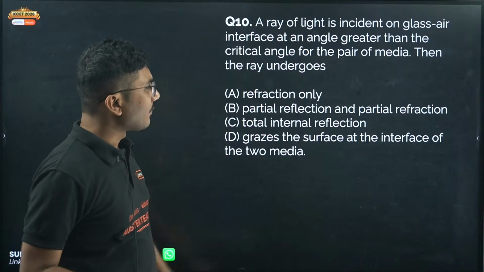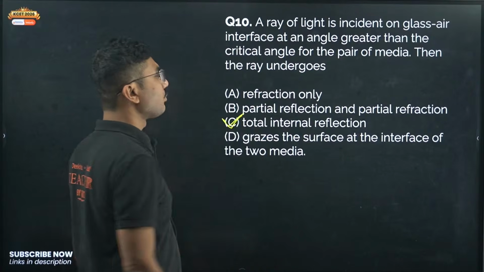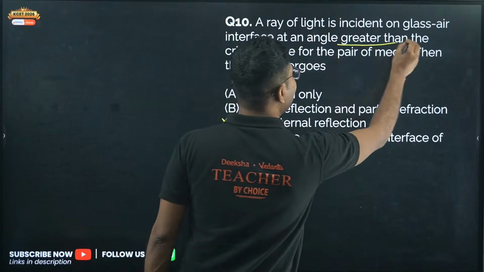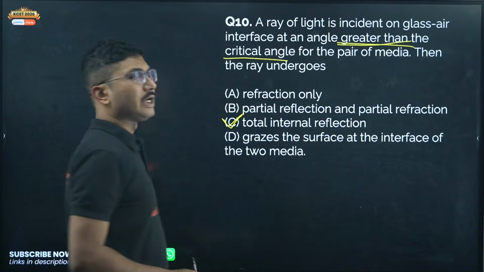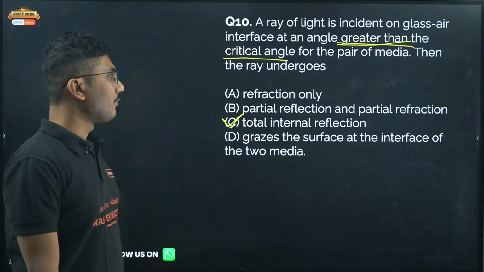So partial reflection, partial refraction, total internal reflection. In this case, we observe total internal reflection because the angle is greater than the critical angle. If it is equal to, then the last option will be the answer. Remember this: if it is greater than, it will be total internal reflection.